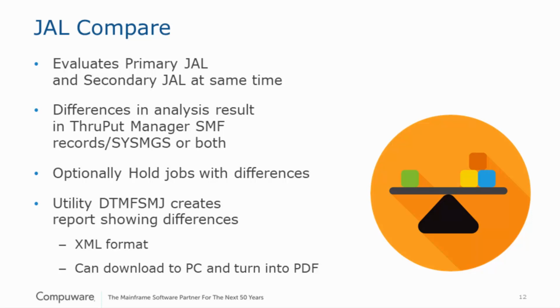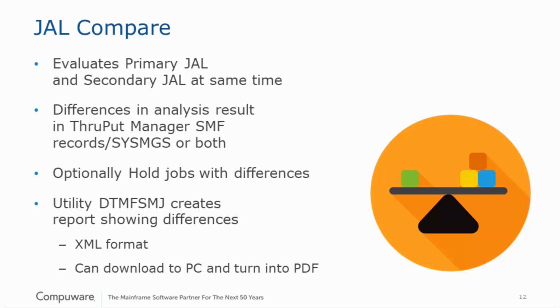Is that an option, Nancy? That's correct. So you can have the records written to SMF, you can have the information written to the job sys message data set, or both, and that should provide you with the information of what's different. And if they really wanted to, they could hold jobs that had any differences between the primary and the secondary JECL.